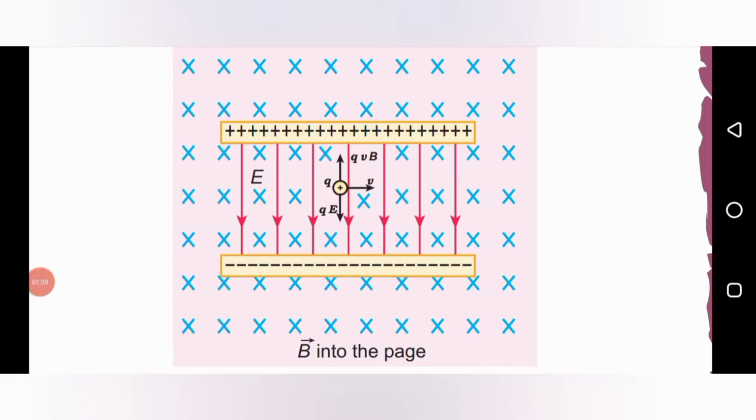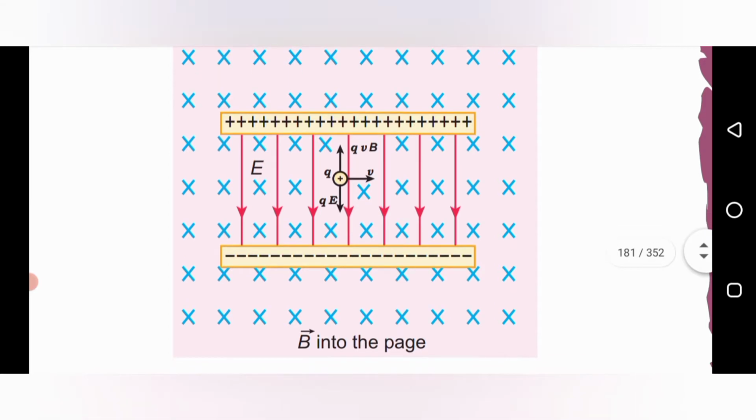Let us consider this experimental arrangement. The two parallel plates of a capacitor produce a uniform electric field, and a perpendicular uniform magnetic field is also maintained. So the two fields are perpendicular to each other. For a positive charge, the upward direction shows the direction of the electric force, whereas the downward direction represents the magnetic force, that is the Lorentz force.